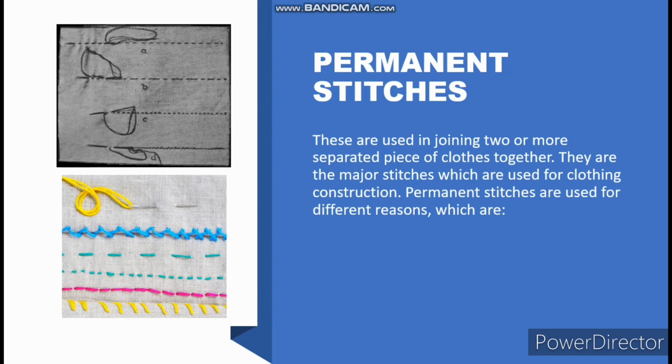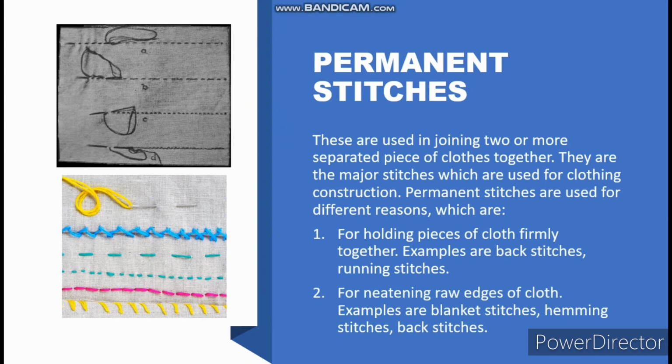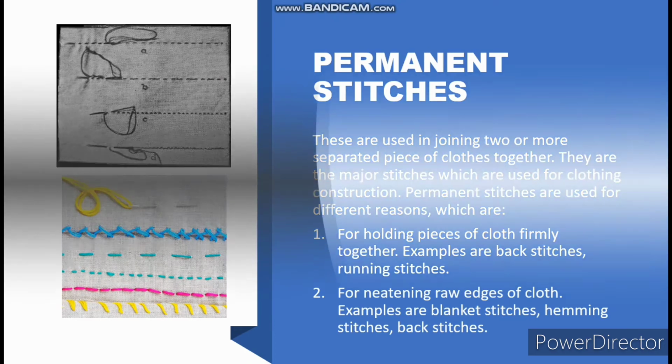Permanent stitches are used for different reasons, which are: 1. For holding pieces of cloth firmly together, we have back stitches and running stitches. 2. For neatening raw edges of cloth or holding down a fold of clothes, for example, we have blanket stitches, hemming stitches, and back stitches. Let's take them one by one.